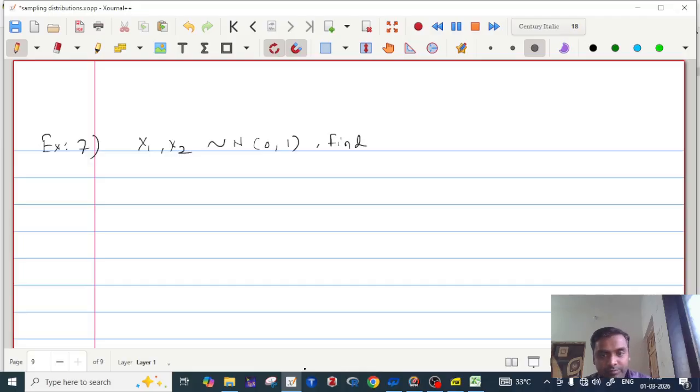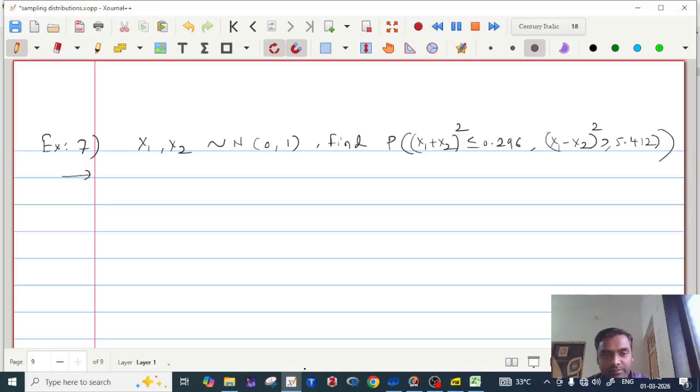probability of x1 plus x2 bracket square less than or equal to 0.296, x1 minus x2 bracket square greater than or equals to 5.412.